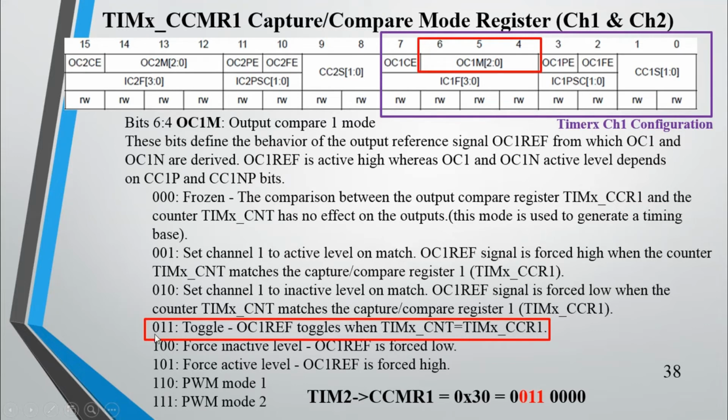So I need to write 011 in bit numbers 6, 5, 4. So I am writing TMR2 CCMR1 equal to 0x30. 30 means 0011, that means in bits 6 to 4 you are writing 011. That is the function of the compare mode selection bits.